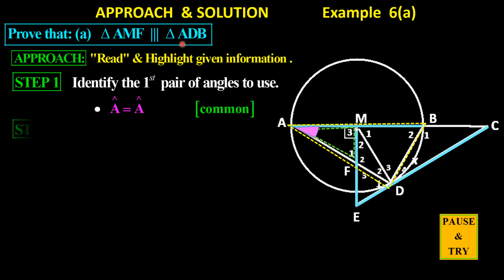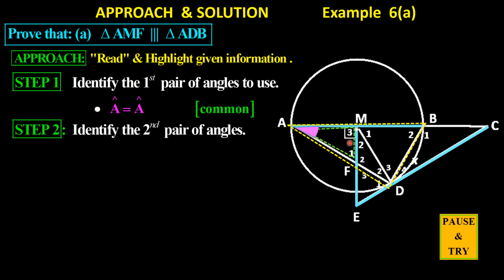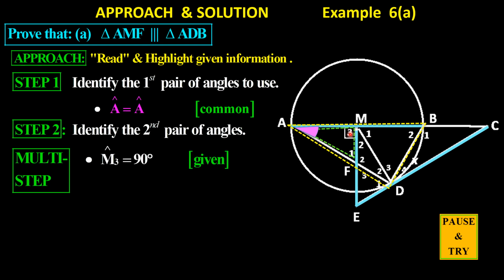Then the next angle there, let's see what information we have. Look at your AMF, you can see there M3 is 90. That's in the little green triangle. M3 is 90 because it was given to us. Then we have to look at the other one. I see ADB is also 90. Why is that 90? That's correct. That's why it was mentioned. Angle in a semicircle. AB is the diameter. Therefore, ADB is also 90. Angle in a semicircle. So there we've got our second pair of angles.